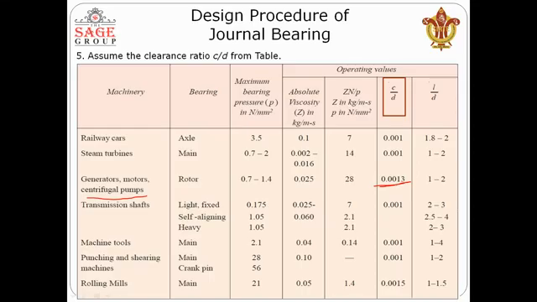Now, student, listen, there is a very important thing over here. This value of C upon D is given in the table. But if we check the design data books, we have two design data books permitted in the examination. The first one is the PSG design data book, and the second one is the Mahadevan Reddy design data book. In the PSG design data book, this C upon D value is not given, and the values of maximum pressure, Zn upon P, and absolute viscosity are given in CGS units.